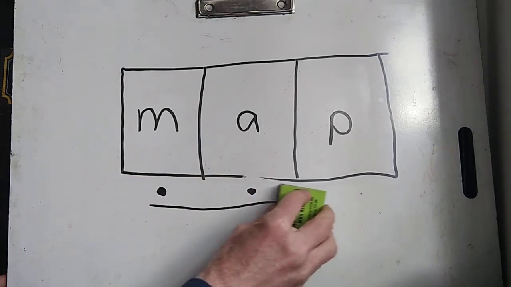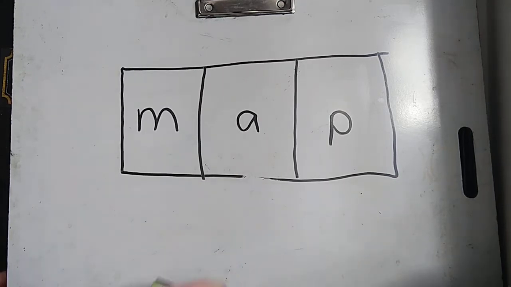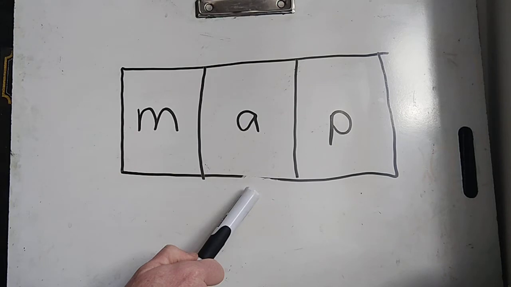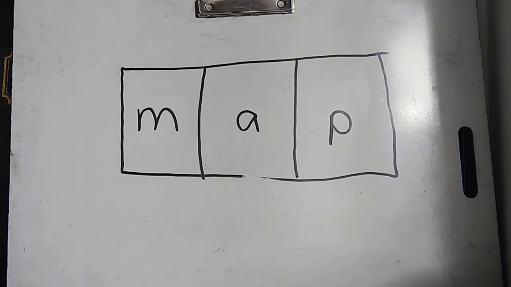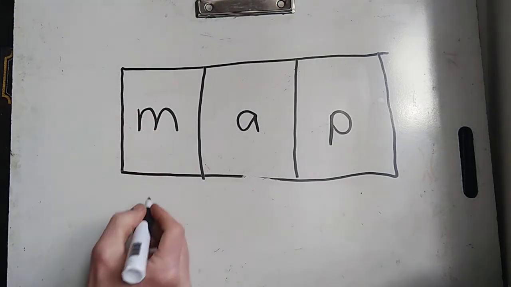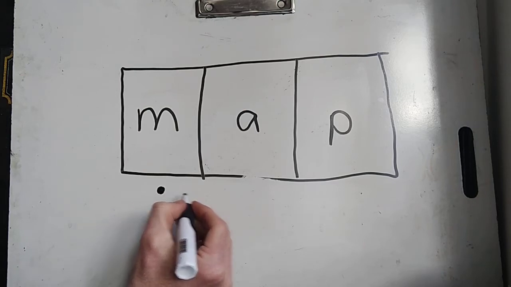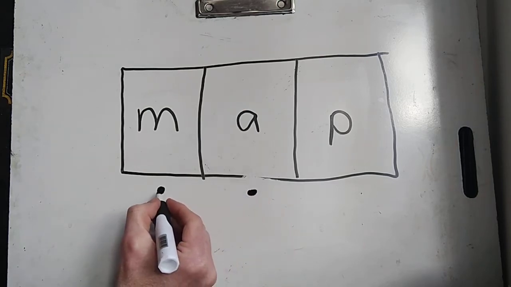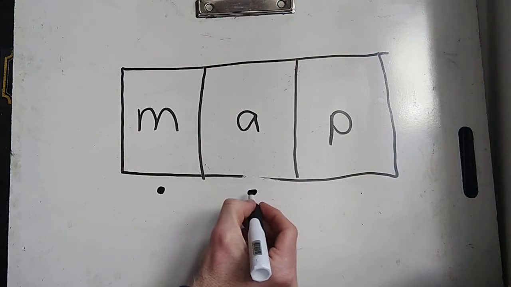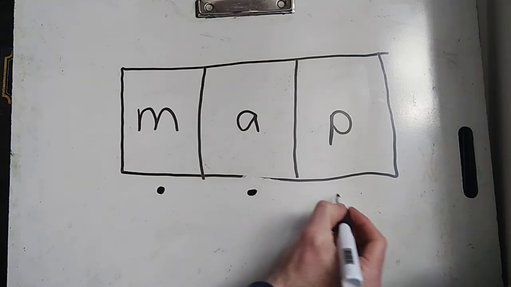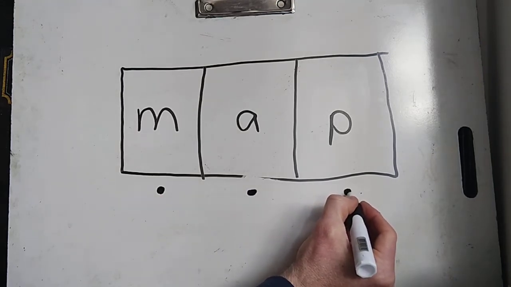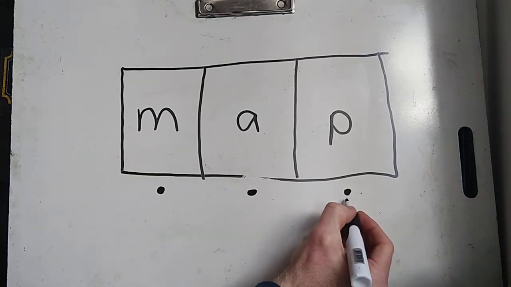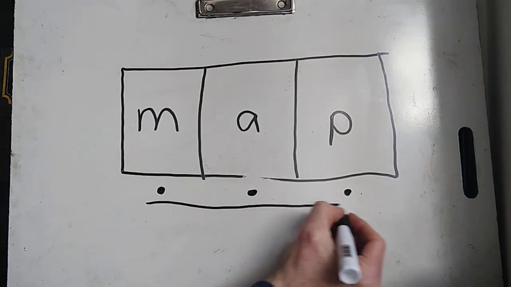Okay, you know what I'm going to do? I'm going to erase this bottom here, and we're going to use the same word, and we're going to read that one again. Okay? Now, the first thing we need to do is say all the sounds. M, a, p. Okay, good. Now we're going to put those first two together. Ma. Now we need to put the third sound. P, ma, p.